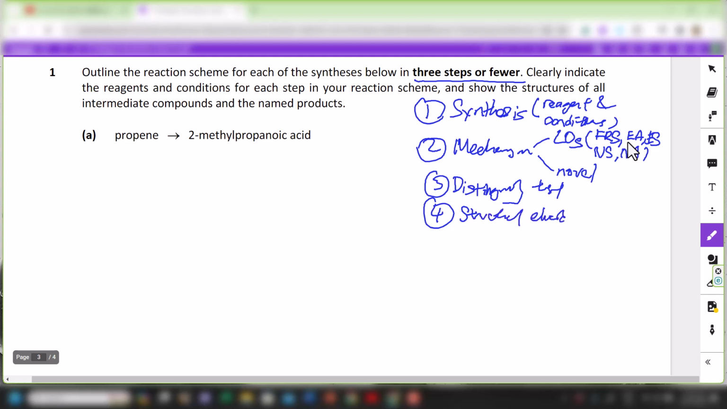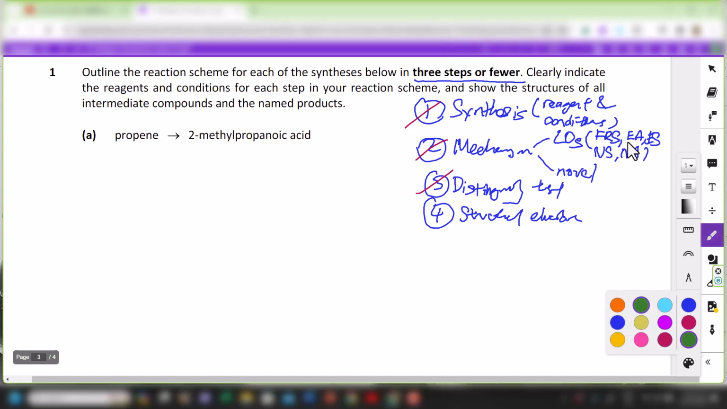but you will only be good at it after you have perhaps satisfied 1, 2 and 3. Because you need to be very familiar with the reagents and conditions as well as the mechanism before the structural elucidation kind of question makes perfect sense to you.